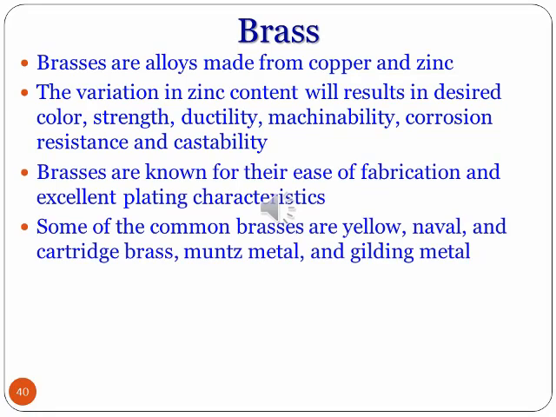So next, brass. Brass is the alloy of copper and zinc. The variation in zinc content will result in desired color, strength, ductility, machinability, corrosion resistance and castability of brass. So brasses are known for their ease of fabrication and excellent plating characteristics. Some of the common brasses are yellow, naval and cartridge brass, Muntz metal and gilding metal. We shall see the applications of this in the next slide.